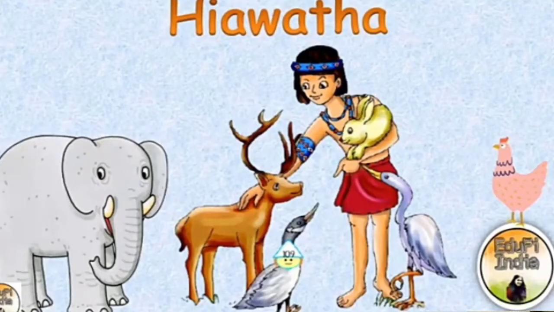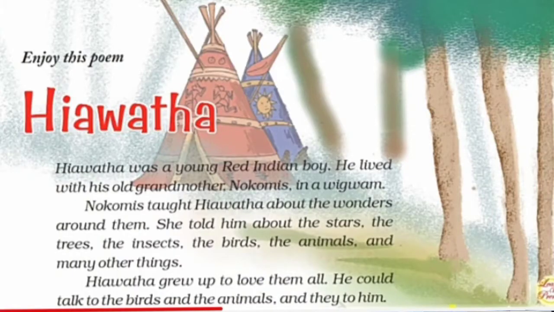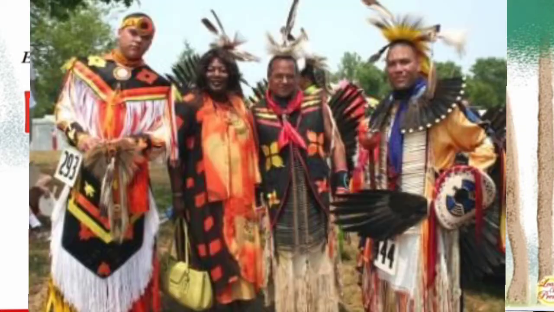Today we are going to deal with the poem Hiawatha. Who is Hiawatha? Hiawatha was a young red Indian boy. Who are red Indians? Red Indians are the tribal people who are living in America.